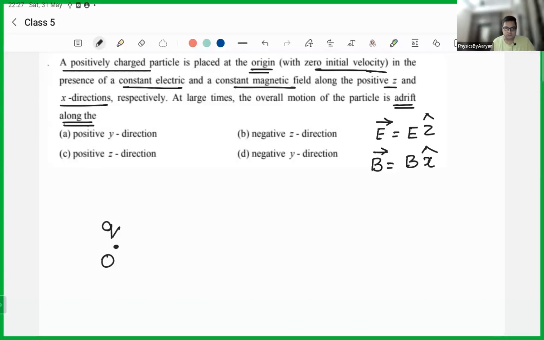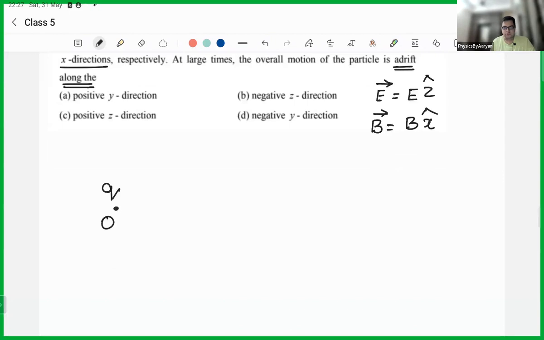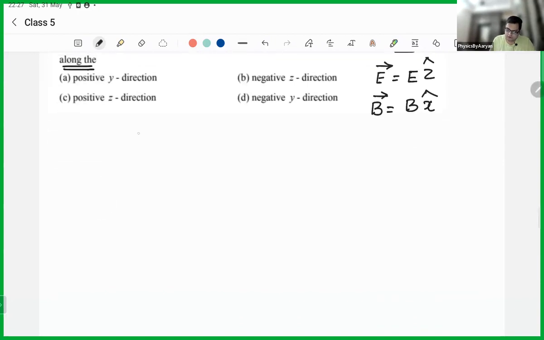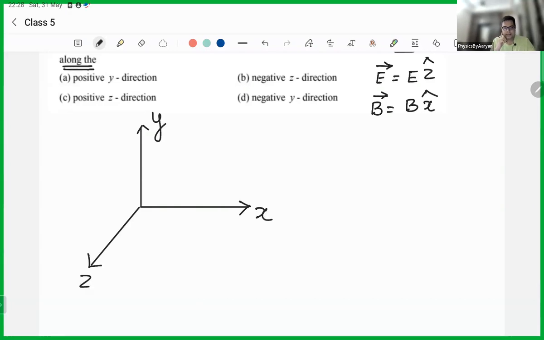Okay, so first of all, let's choose the coordinate axis. Let me draw the coordinate axis in a good way, so you can see all three axes. This is x, this is y, this is z. Or let's say z, x, y. This is okay. X, z, and y.